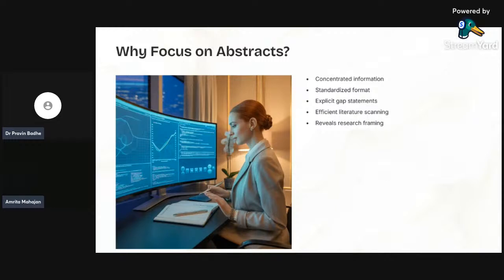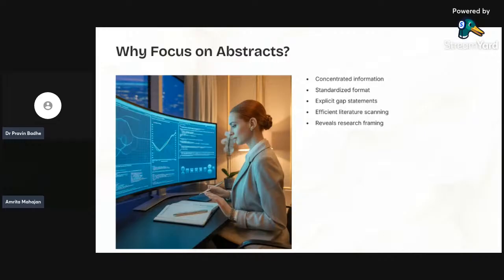Next comes the standardized format. Most journals require abstracts to follow a specific structure, though not all journals follow one flow or have the same rules. They might have different rules as well. Basically, introduction, methods, results, and discussion is used, which makes it easier for people to compare different papers.